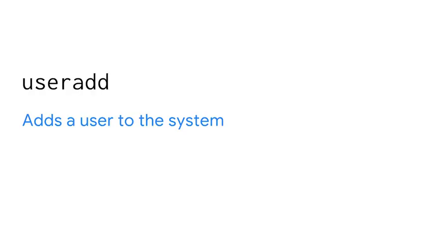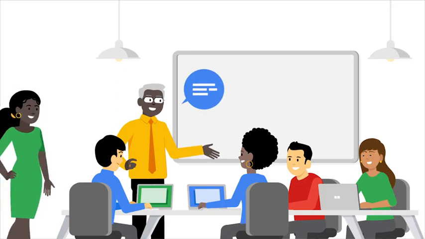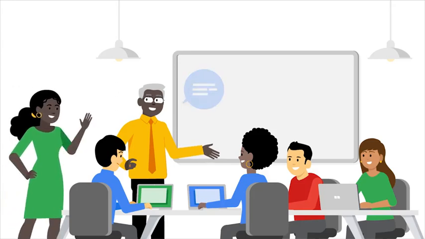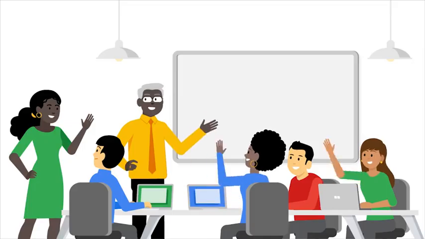Now that we've learned about sudo, let's learn how we can use it with another command to add users. This command is useradd. Useradd adds a user to the system. Only root or users with sudo privileges can use the useradd command. Let's look at a specific example in which we need to add a user. We'll imagine a new representative is joining the sales department and will be given the username of salesrep7. We're tasked with adding them to the system.